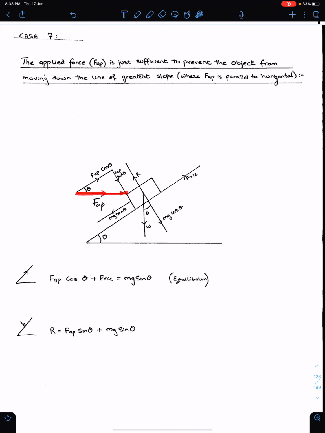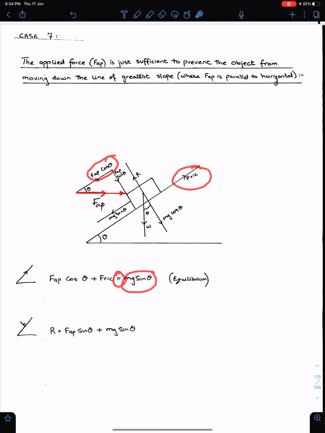The resolving is simple. We already have done this resolving in case 5. This component of applied force is parallel to the slope. So it must be FAP cos theta, and this is FAP sin theta, and these directions are according to the head to tail rule. So FAP cos theta plus friction is equal to mg sin theta.